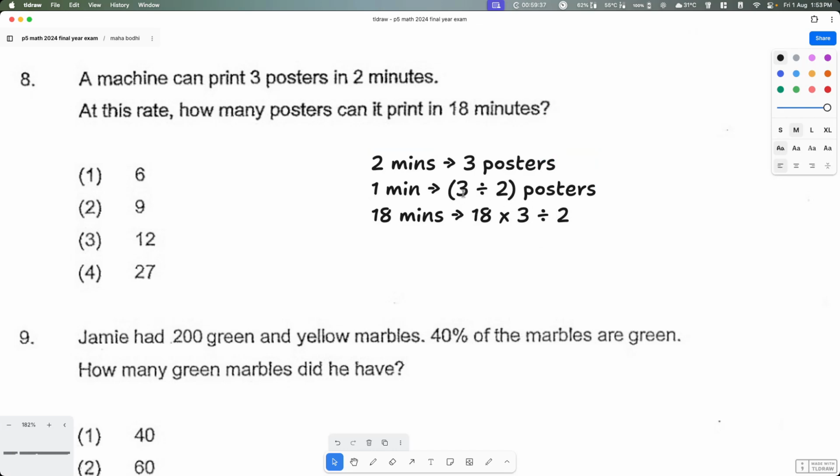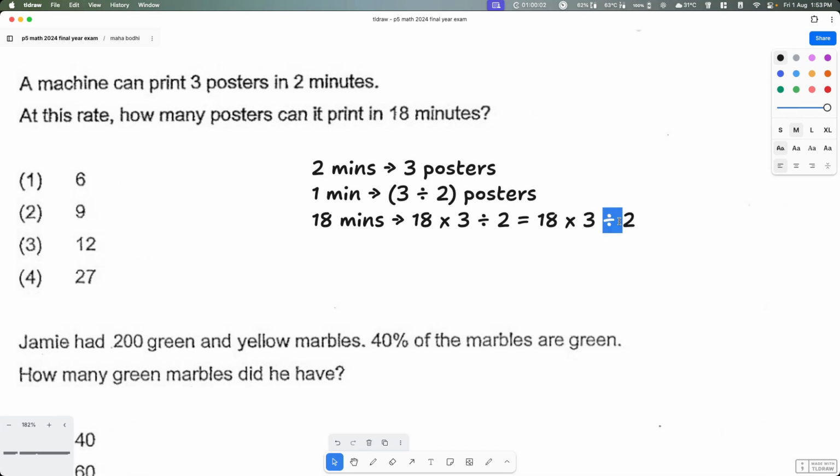Yeah. So in this case over here, you can just do this: 18 divided by 2 times 3. Okay, you can solve this, all right? Basically this is the same as 18 divided by 2 times 3. You can swap things around, it doesn't really affect that much. Then 18 divided by 2 is 9, times 3 equals 27.